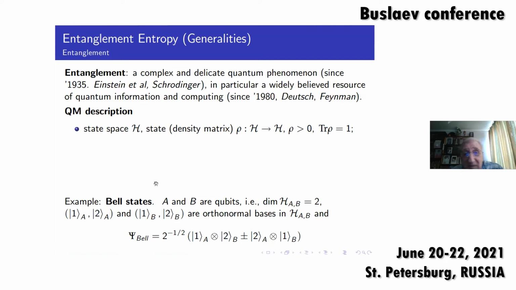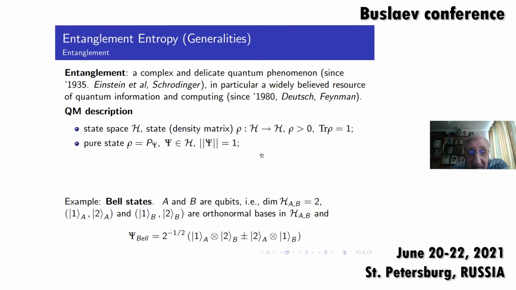And now people know, mostly since the 80s, first Deutsch and Feynman discovering, that it is a quite serious resource for quantum computing. But let's start from the quantum mechanical definitions, quite simple and general. Quantum mechanics describes the state of the system via a positive definite operator rho, called the density matrix. It's a positive definite trace one operator.